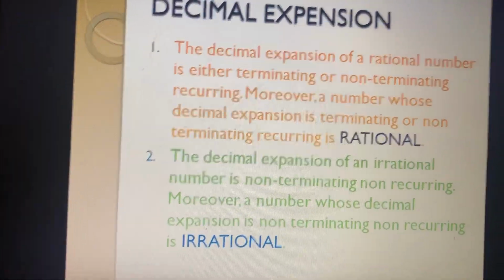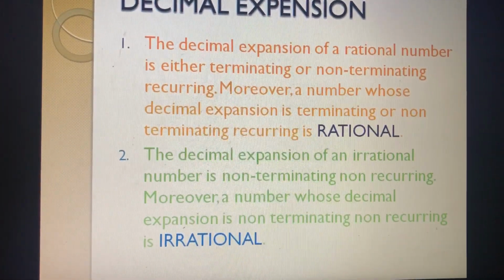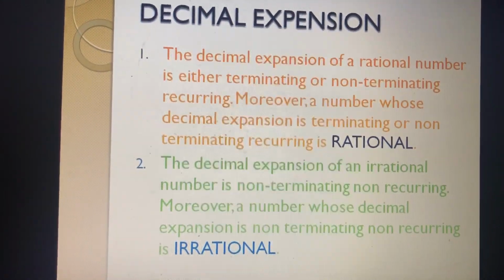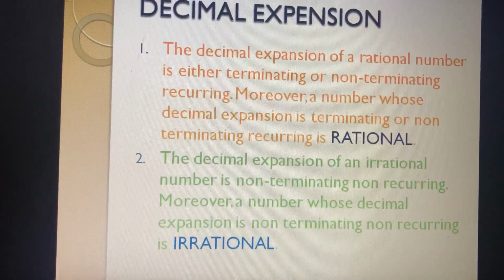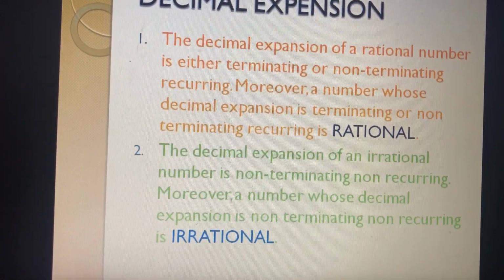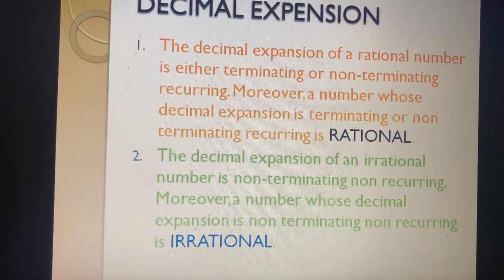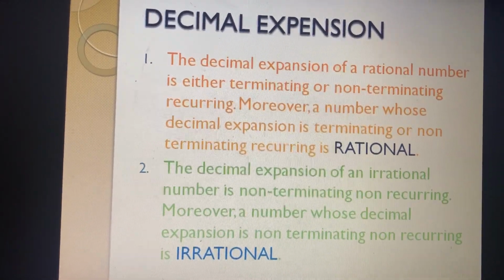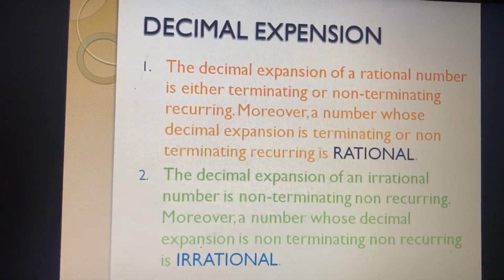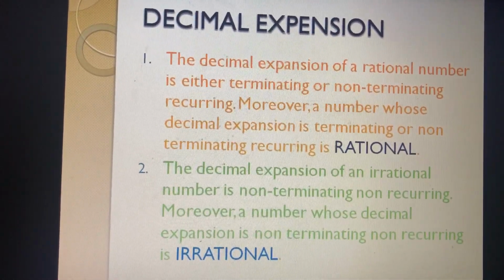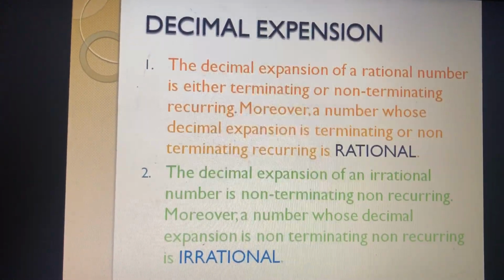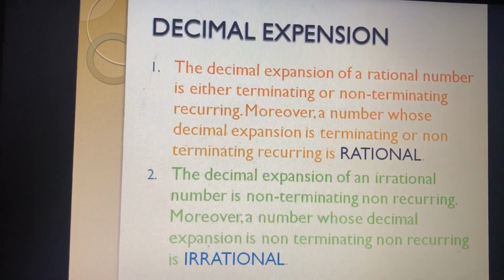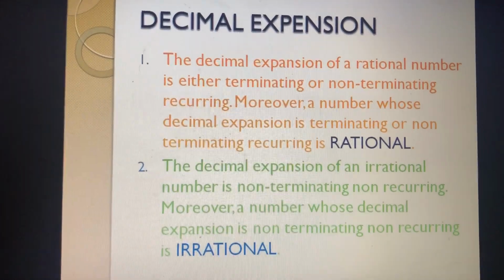Now, there is another thing about the decimal expansion. The decimal expansion of a rational number is either terminating or non-terminating recurring. Moreover, a number whose decimal expansion is terminating or non-terminating recurring is a rational number. That means numbers which are terminating, or non-terminating but repeating, are rational numbers.